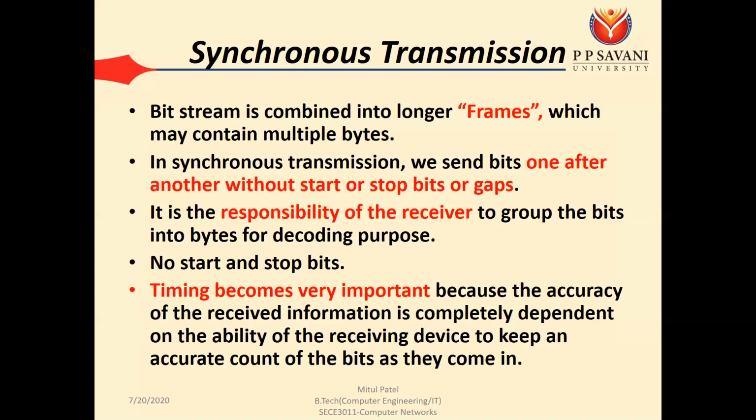Let's say you have decided that the frame size is 1000 bytes. Once the clock starts at the sending side, the sender starts to send the 1000 bytes. Whenever the 1000 bytes are sent, it will stop. The same thing happens at the receiving side. The receiver will start accepting the bits, and when the 1000 bytes are collected, then the receiver will stop. So timing is very much important. So this is known as synchronous transmission.